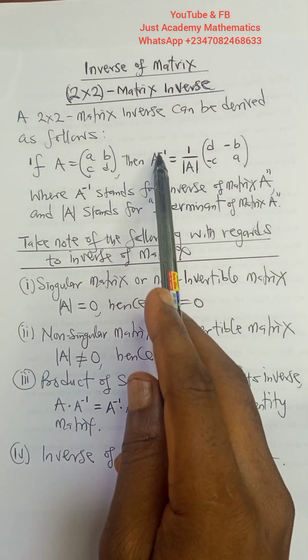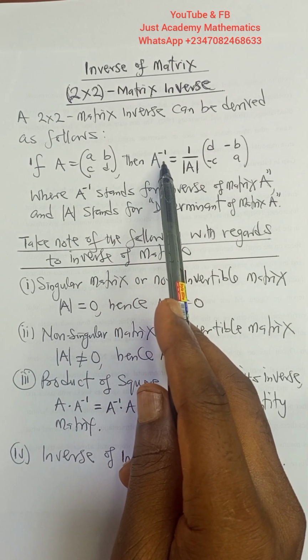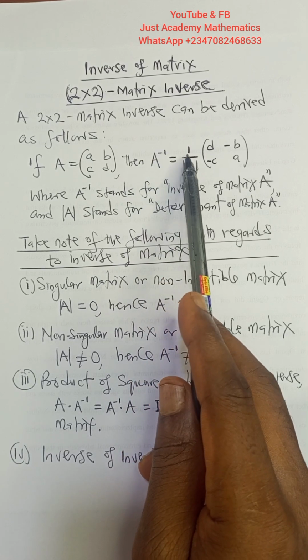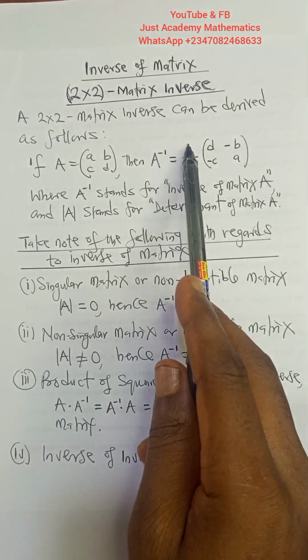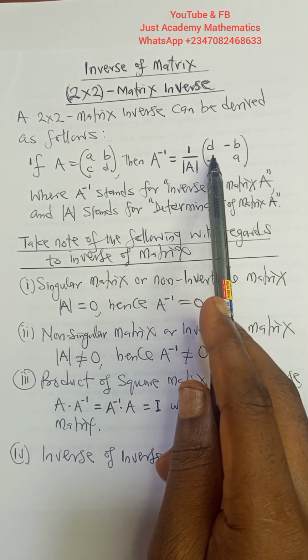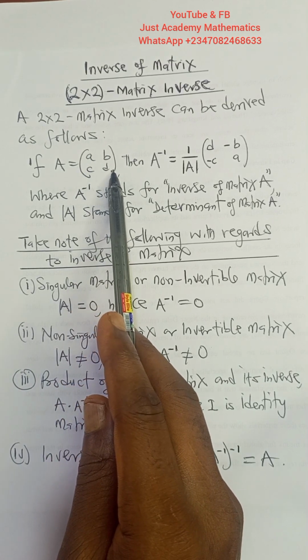Then A inverse, raised to the power of -1, stands for inverse. Then A inverse is equals to what? 1 over the determinant of A. Now look at the next step you are going to take. This A here, you will bring it here.